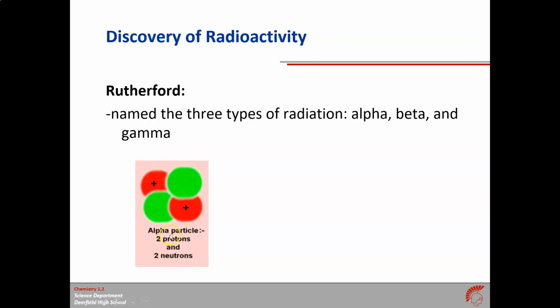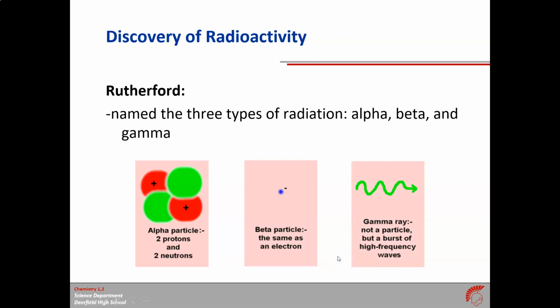So an alpha particle is really a helium nucleus because there are no electrons associated with an alpha particle, just protons and neutrons. A beta particle is a high energy electron. Not an electron like you would find in the electron cloud, much, much more energy than an electron in the electron cloud. And then the third particle is not really a particle at all. It's a wave of energy. He called those gamma rays. We're going to get into looking at these three in detail as we progress through this PowerPoint.